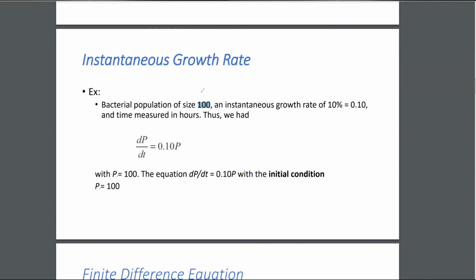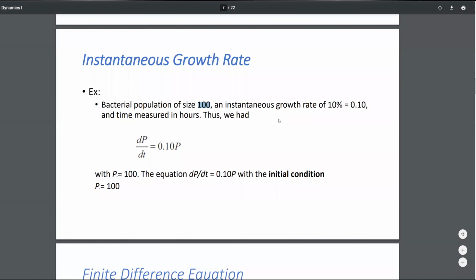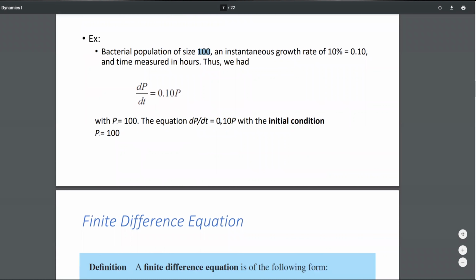Now in this example, it says the growth rate is 10%. That means the rate is given out of 100. If you want to convert that to the total amount, you multiply it by the total amount, which means P in this case. So the initial condition in this case is P equals 100. Obviously, the change in population is equal to what?